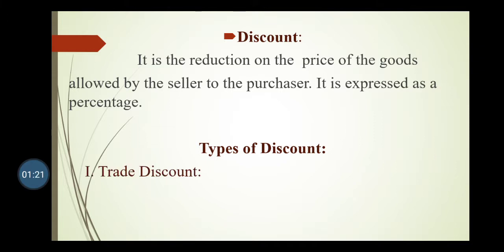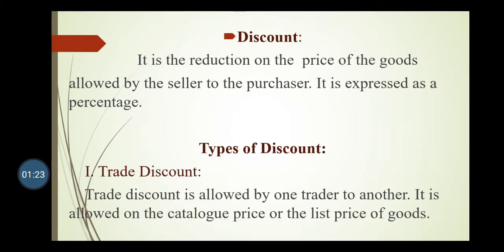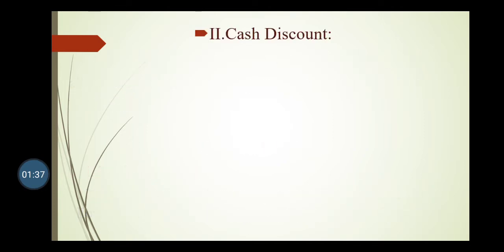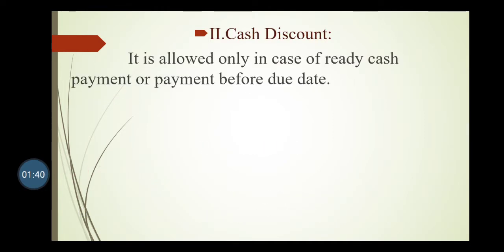First one is trade discount. Trade discount is allowed by one trader to another. It is allowed on the catalog price, or we can say the list price of goods. The second one is cash discount. It is allowed only in case of ready cash payment or payment before due date.